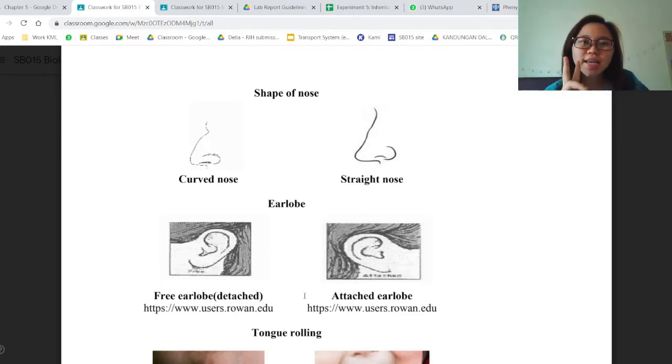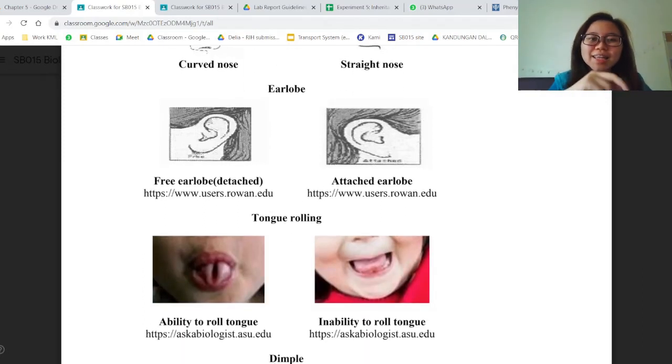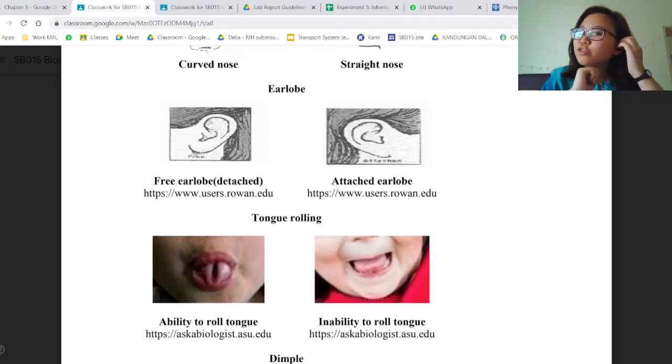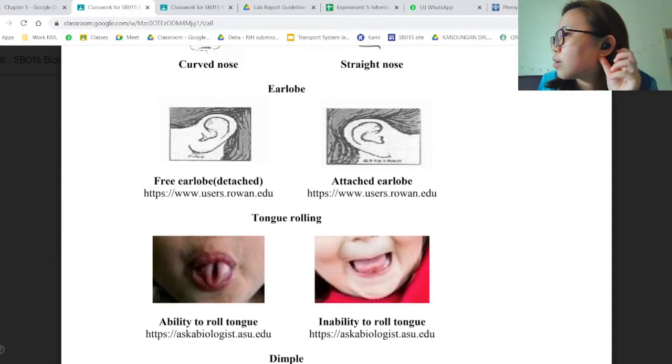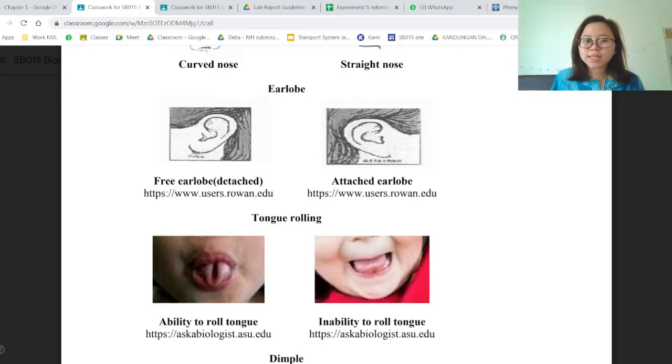Okay. Second trait that we need to look at is your earlobe. So for this one, you need to look at your ears. Okay. Kalau macam saya, ini adalah detached. Bahagian ini dia tidak bersambung dengan isi kamu di muka. If you're attached, then you are the recessive phenotype.